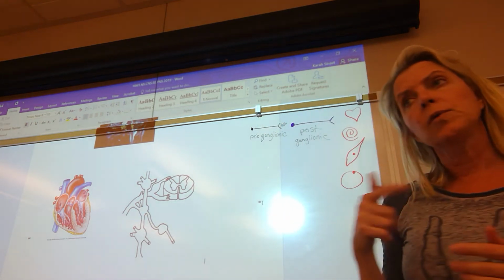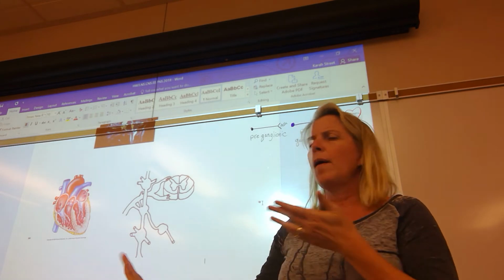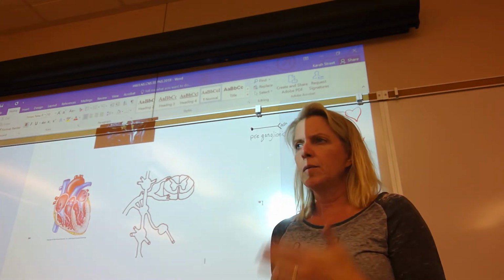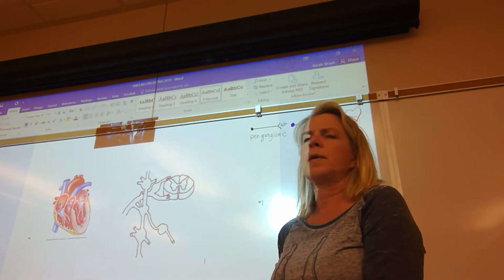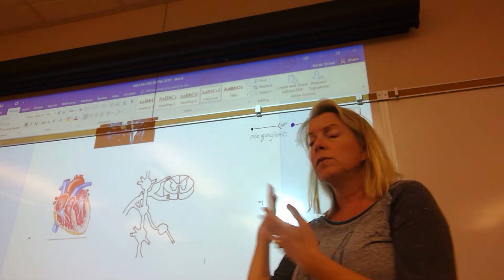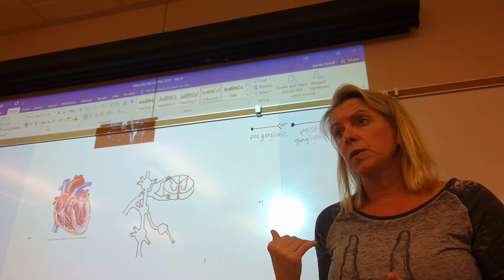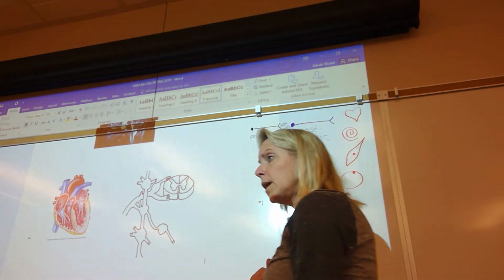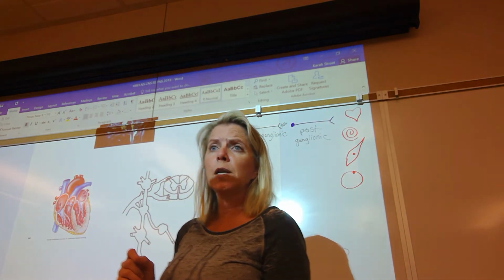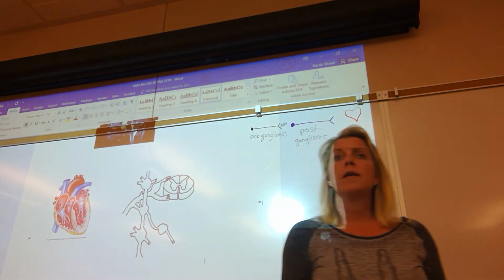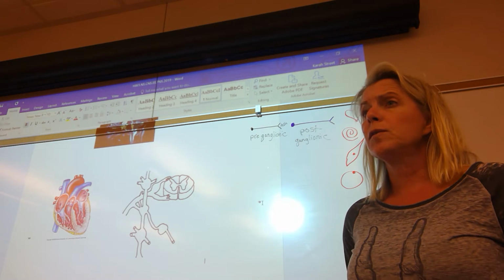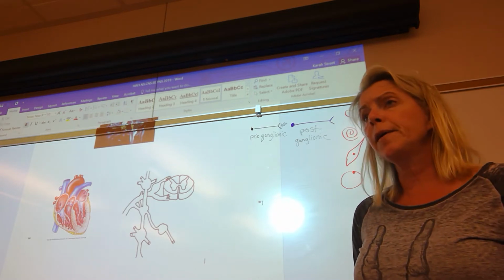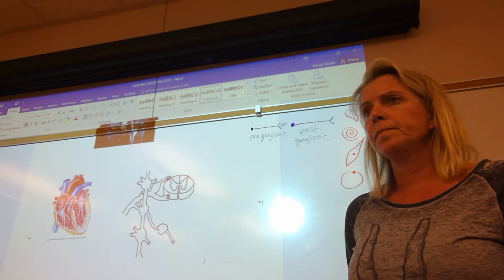Preganglionic, postganglionic, boom, right away, I know I'm talking about a 2-neuron chain. That's part of the autonomic nervous system. That's the only place where we use these terms. So if I say preganglionic neuron, postganglionic neuron, immediately in your head you start saying, right, then we're talking about the autonomic nervous system. That's what we're talking about, Kara. What do you want to know?